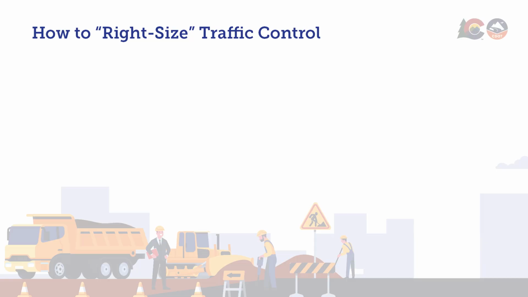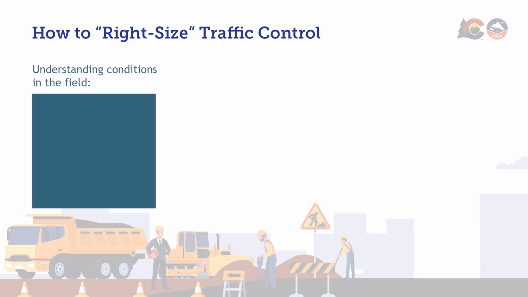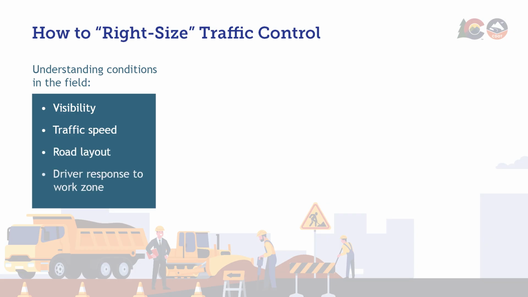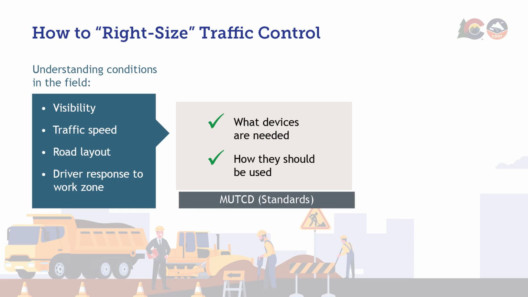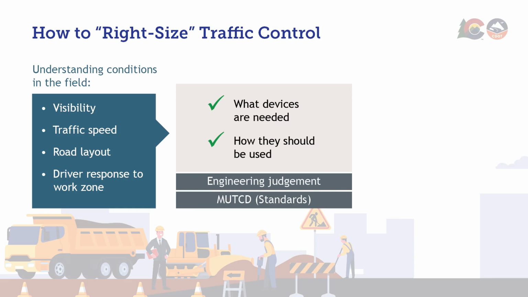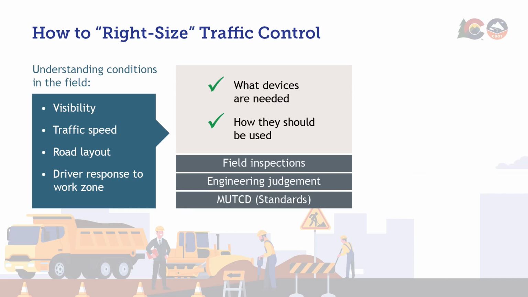Good traffic control decisions start with understanding conditions in the field, such as visibility, traffic speed, road layout, and how drivers are likely to respond to the work zone. These variables help determine what devices are needed and how they should be used. While standards provide the foundation, engineering judgment and field inspections help apply those standards correctly.